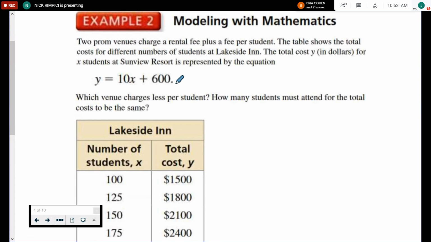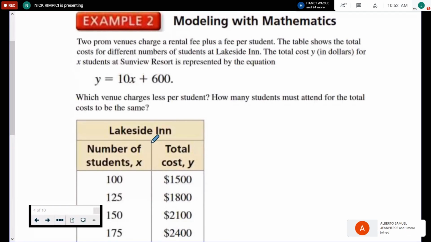That's a specific question. How many students must attend for the costs to be the same? So that's like part B. How many students would it take for the Sunview charge and the Lakeside Inn charge in terms of total charges to be equal? When that happens, we'd be indifferent about which location, right? The prices would be the same, it wouldn't matter. So we're gonna figure that out.